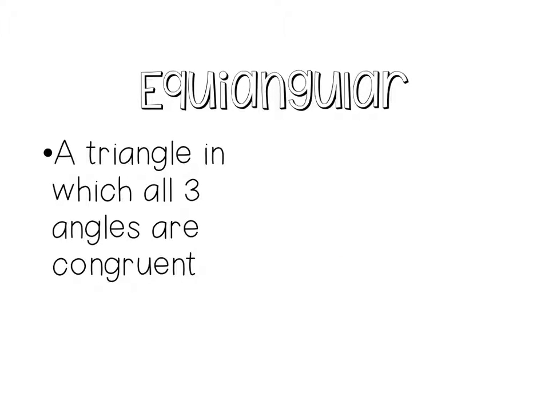And then we have an equiangular triangle, and that's when all of the angles are congruent in a triangle. And since all the angles in a triangle have to add up to be 180, the only way to have an equiangular triangle is if they all measure 60 degrees, because 180 divided by 3 is 60.